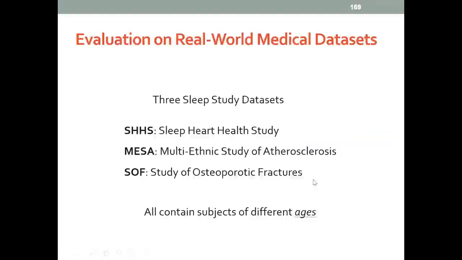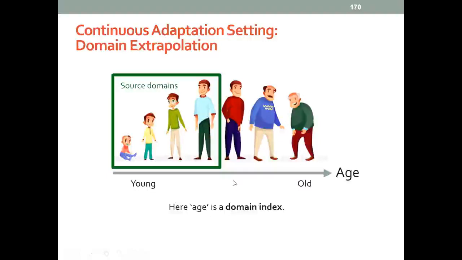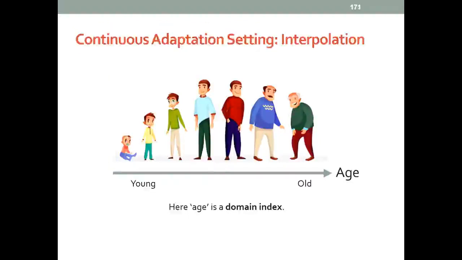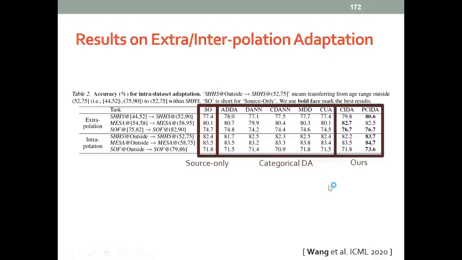We use 3 sleep study data sets, SHHS, MESA, and SOF. All these data sets contain subjects of different ages, and this age can be used as a continuous index for our model. We consider 2 settings for continuous domain adaptation. We consider domain extrapolation, where we use younger patients as the source domain and older patients as the target domain. We also consider domain interpolation, where we use younger and older patients as the source domain and middle-aged patients as the target domain.